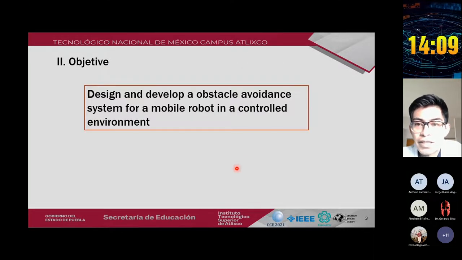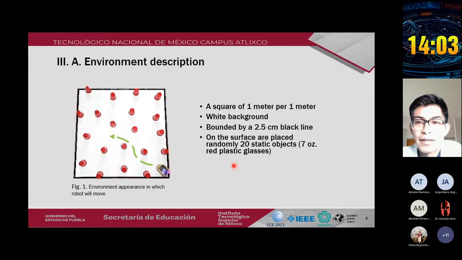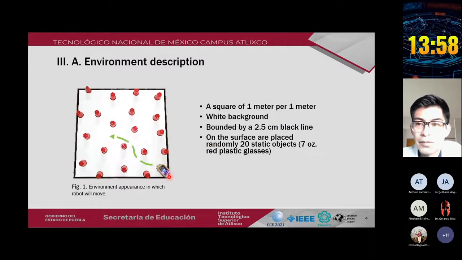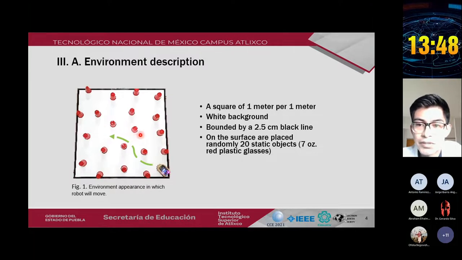Objective. Design and develop an obstacle avoidance system for a mobile robot in a controlled environment. The environment in which the robot will move is a square, 1 meter by 1 meter, with white body ground bounded by a 2.5 centimeter black line, and 20 static objects are randomly placed on the surface. In this case, 7 ounce red plastic glasses.